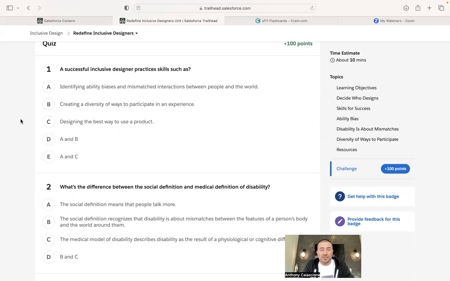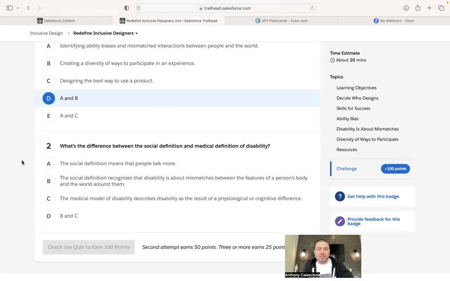So designing the best way to use a product is for one person, right? By nature, if you're designing something, the design is fixed. Therefore, there are those that can use it, and those that can't. And I'm not sure that meets the definition of being inclusive. B is creating a diversity of ways to participate in an experience. So B is kind of like the designer designing many designs. So I'm going to go with A and B.